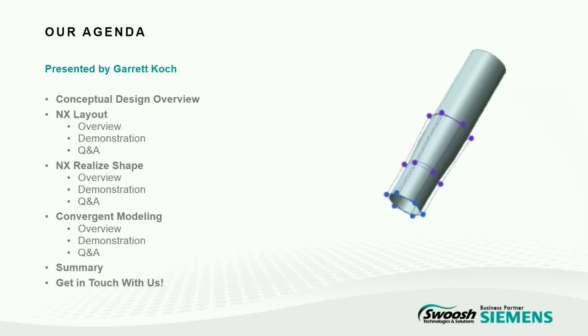Now, we're going to get into some meaty topics today: NX layout, realize shape, and the newcomer of the three, convergent modeling. Before we discuss these, though, because they generally are designed with an intent to address conceptual design, we need to just spend a moment or two talking about that very topic, the concept of, well, concept design.